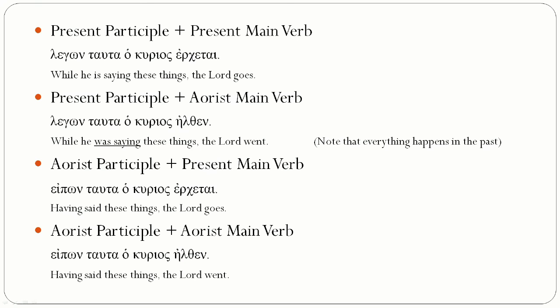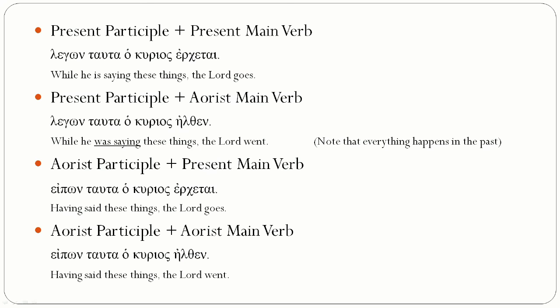So this is a reason why we don't have, for example, an imperfect participle. All right, here you have an imperfect action, a past tense thing that's happening continuously, but the way that the New Testament writers express that, thankfully we don't have to think about writing this, would be with a past tense main verb combined with a present participle. Okay, while he was saying these things, the Lord went.